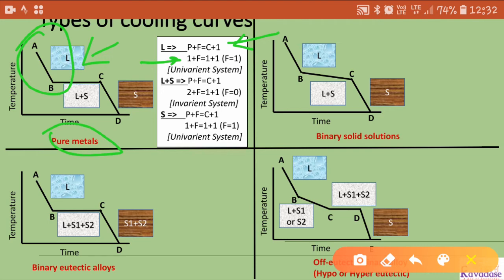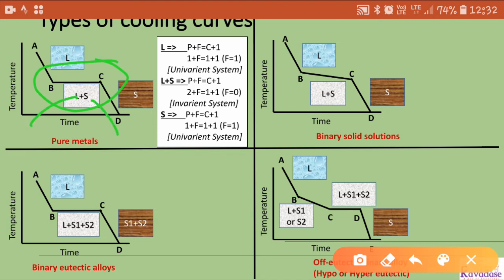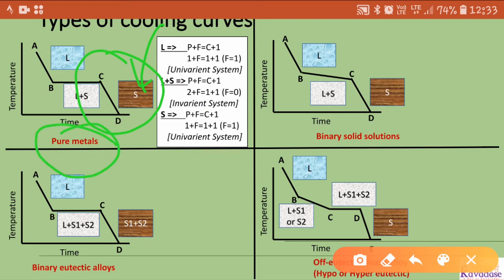When we reach B to C, you can see phases are 2, one phase is liquid and second phase is solid. So number of phases is 2 and component is 1. Pure metal means one component. So after simplification you will get F is equal to 0, means it is an invariant system. In the third case, C to D, here also solid is present, means phase is 1, and pure metal means components is 1. So after simplification you will get F is equal to 1, means univariant system.